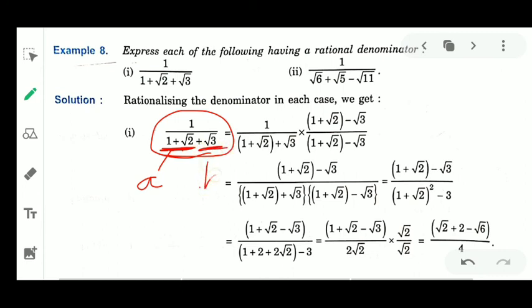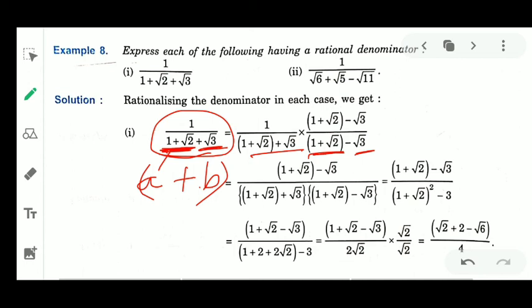Now look at the denominator. The denominator is in the form of a plus b. We have taken 1 plus root 2 as a and root 3 as b. So the conjugate of a plus b is a minus b. So the conjugate of 1 plus root 2 plus root 3 is 1 plus root 2 minus root 3. Clear? Multiply on both numerator and denominator. Then the denominator is in the form of a plus b into a minus b, so that is a squared minus b squared. Clear?